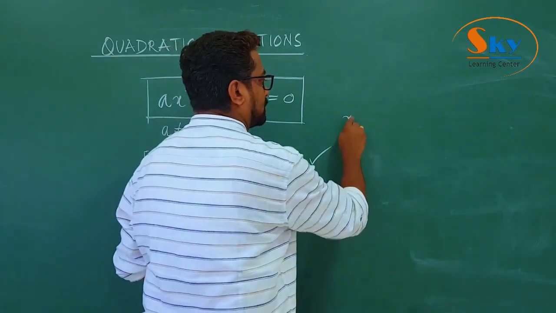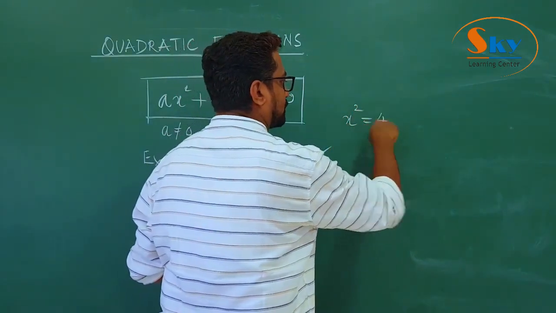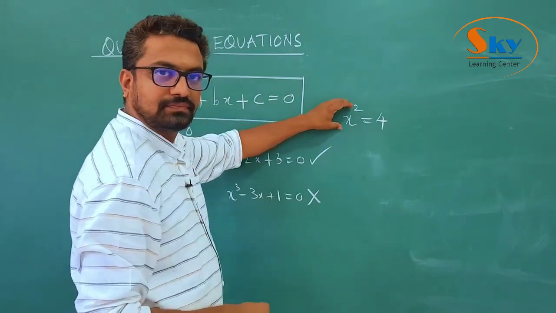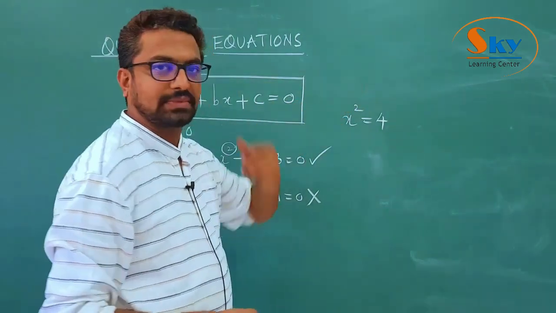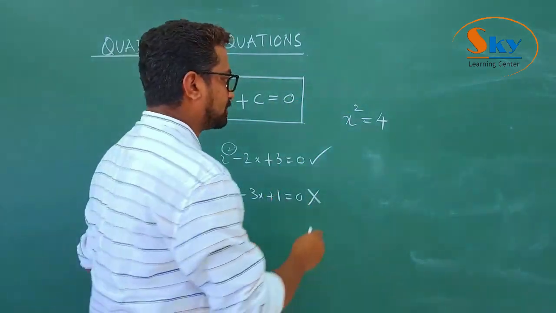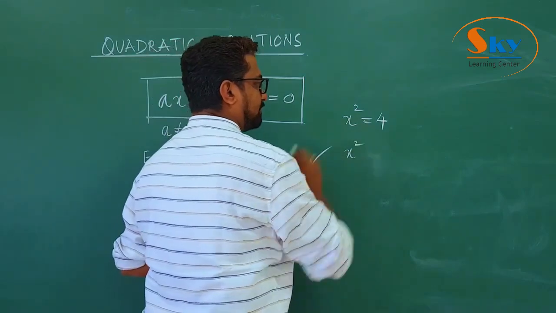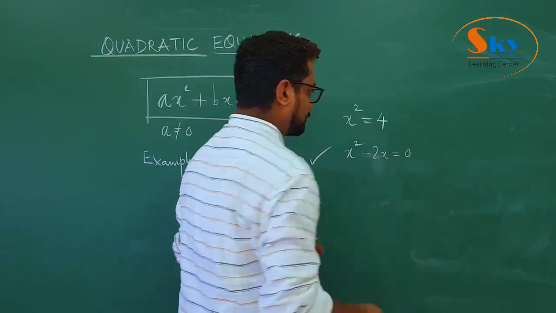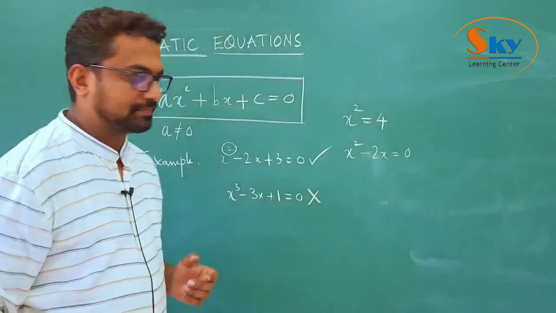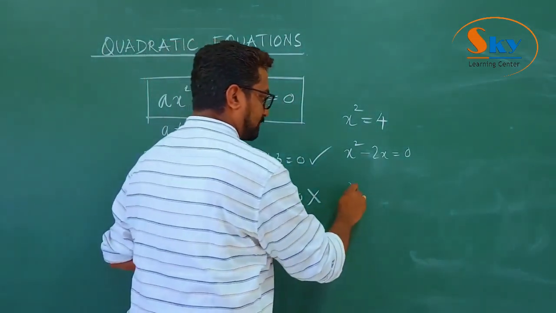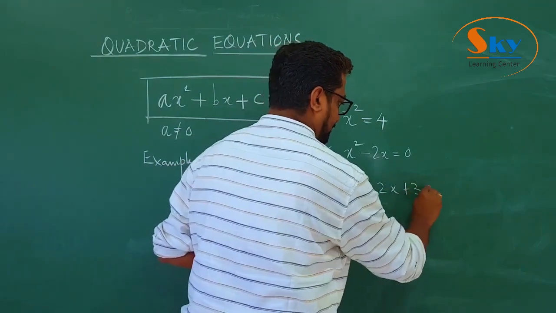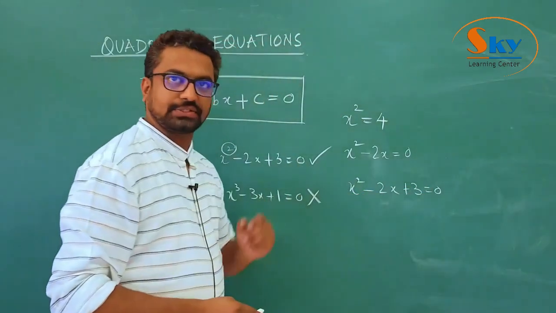Sometimes a quadratic equation looks like this: x square is equal to 4. So we will have only one term x square equated to some real number. So this is a quadratic equation. Or sometimes we can have x square minus 2x is equal to 0. Even this is also a quadratic equation. Or sometimes we can have x square minus 2x plus 3 equals 0. This is a quadratic equation.